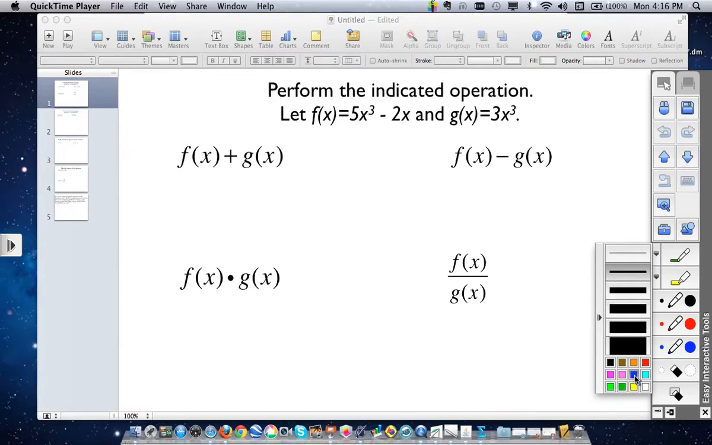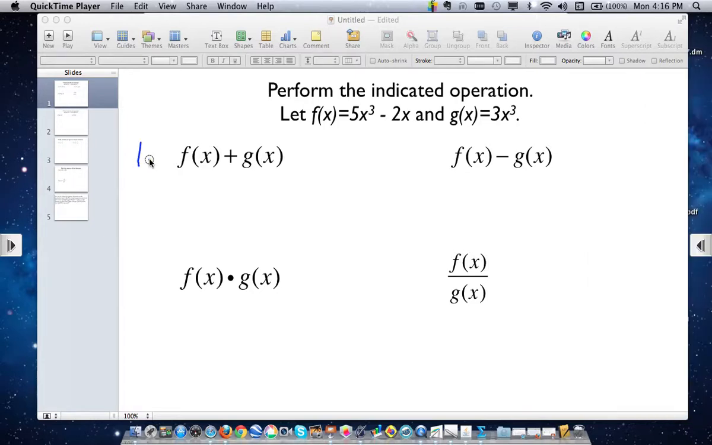The first 4 questions asked you to perform the indicated operation and told you that f of x was equal to 5x to the third power minus 2x, and g of x was 3 times x to the third power. So question number 1 wanted you to add the 2 functions together. So very simply, substitute in. There is f of x plus g of x.